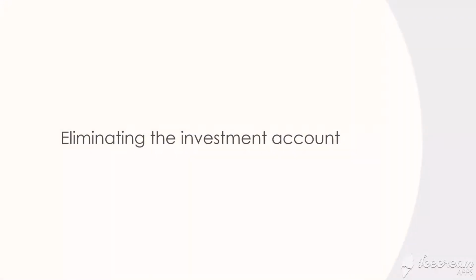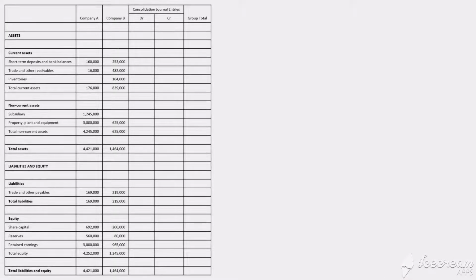We will start off the accounting procedure for eliminating the investment in subsidiary account. Assume the following example. Company A owns all the shares in Company B. I want you to see things this way. Company A has its own financial statements, and under the non-current asset section, you will see a subsidiary line item, which represents the amount it has invested in Company B.